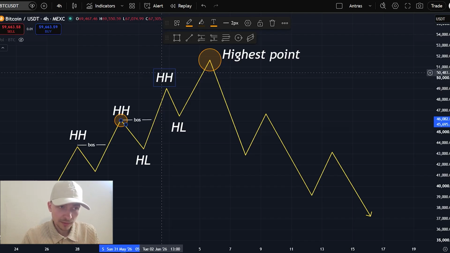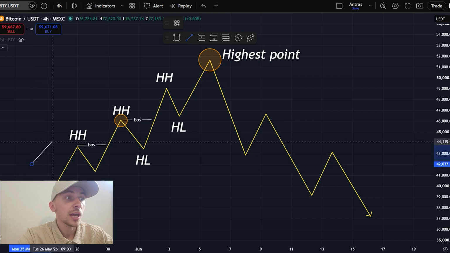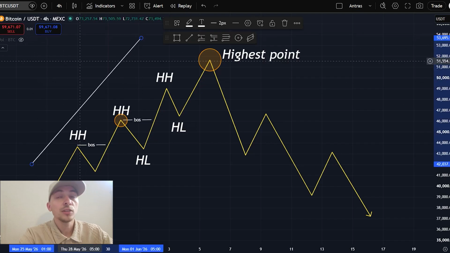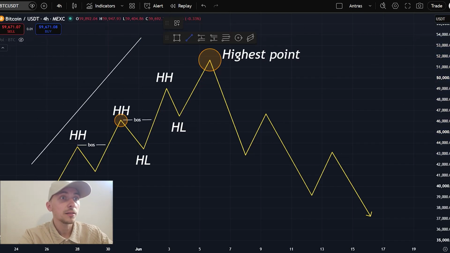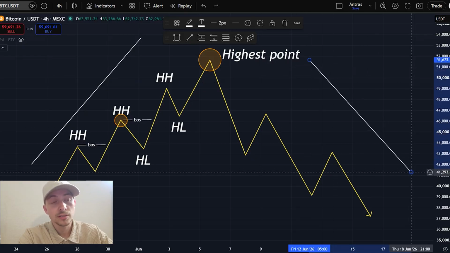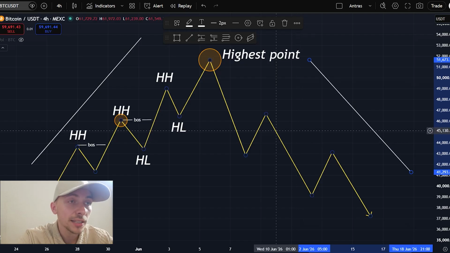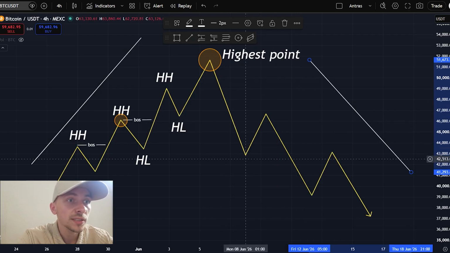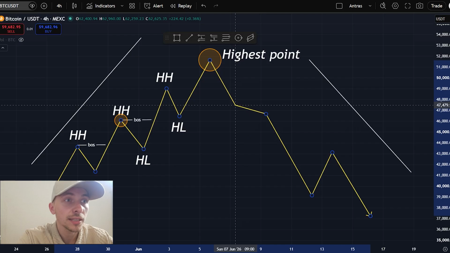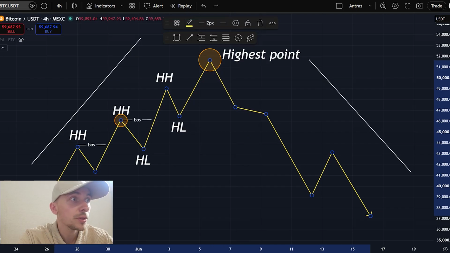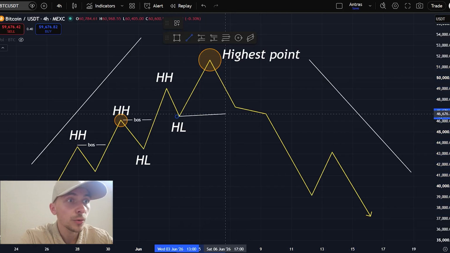In order for the market to provide you information for change of character, first of all we need to have an uptrend, and to get the change of character we need a downtrend. In this scenario we have higher highs, higher lows. We had the highest point and now the chart is dumping. To create a change of character, the newest point, because if we had something like that, it's not below our previous high low.